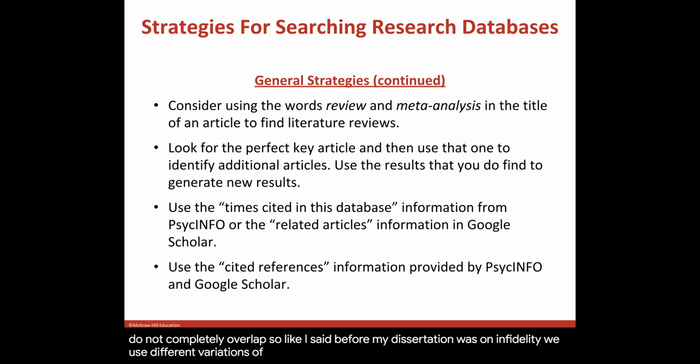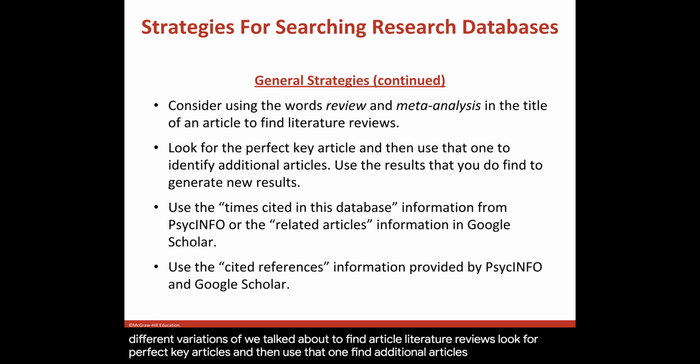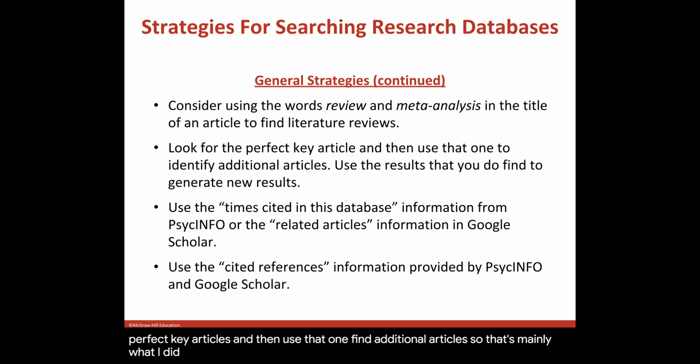Consider using the words review and meta-analysis, like we talked about, to find article literature reviews. Look for perfect key articles and then use that one to find additional articles. So that's mainly what I did. As I read an article, and I still do this to this day, especially in the introduction and discussion section, I color code it. If I think that article sounds great, I highlight it pink. And then if I think I may use it, I'll highlight it blue, and then I go searching for that article.